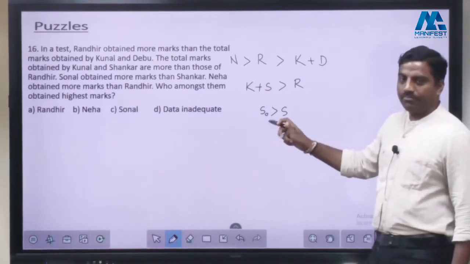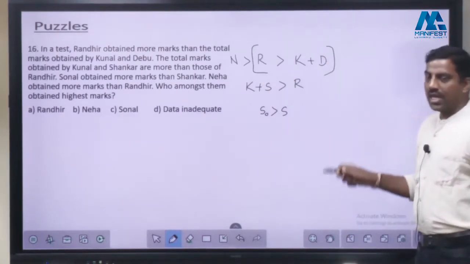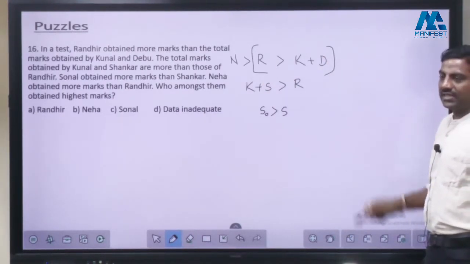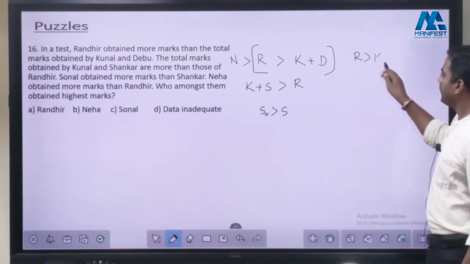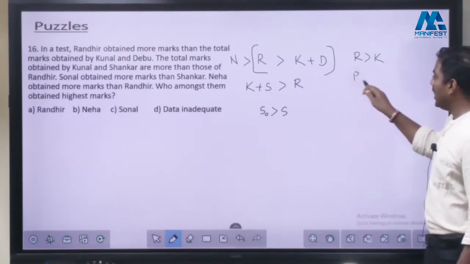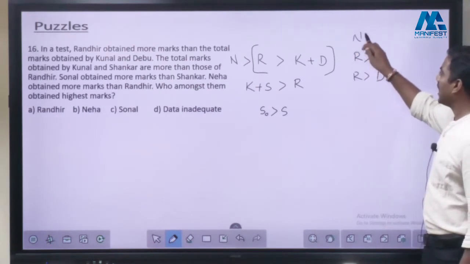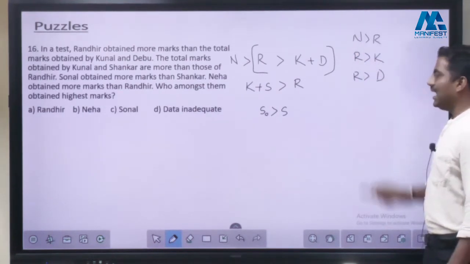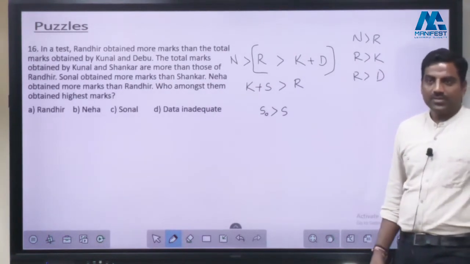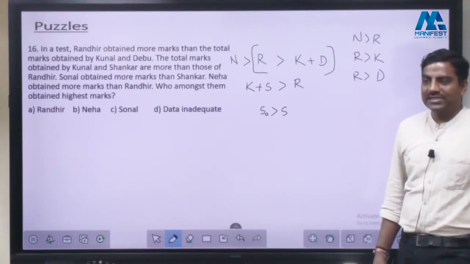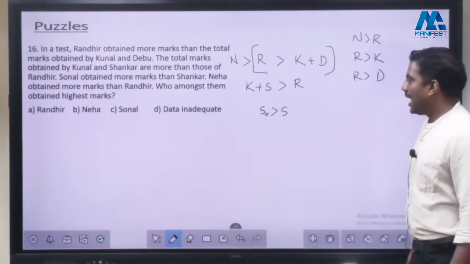One thing is sure, from this one, R has obtained more marks than the total marks of K and D. R is more than K, sure. R is also more than D, sure. Now they have given N is more than R. Among NRKD, N is the highest. I accept. Among NRKD, N is the highest, correct? Yeah. Now, two more persons are there, Sonal and Shankar.